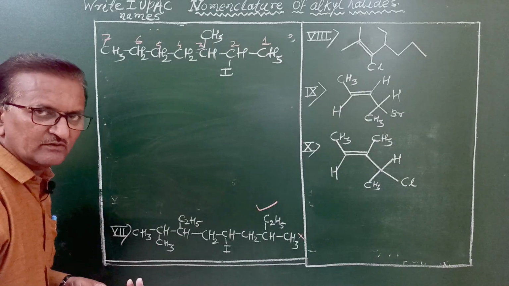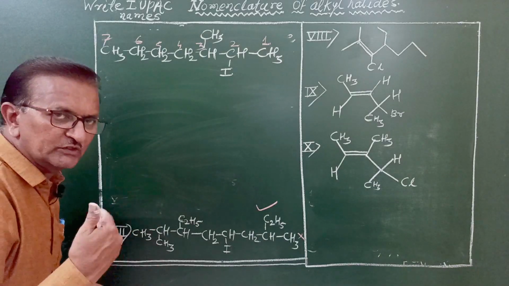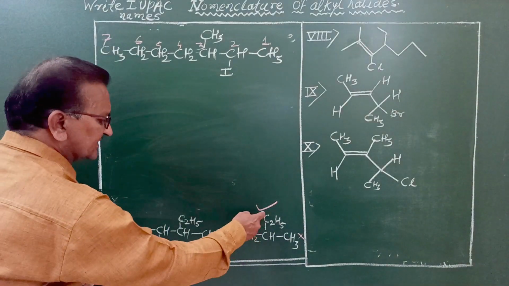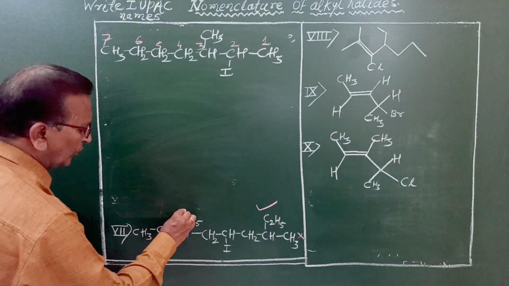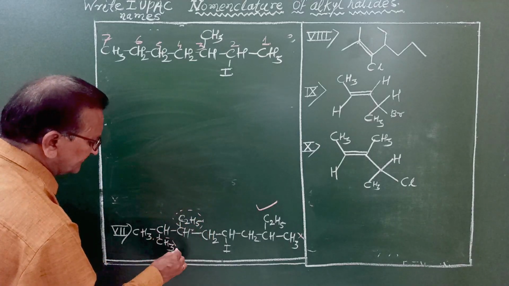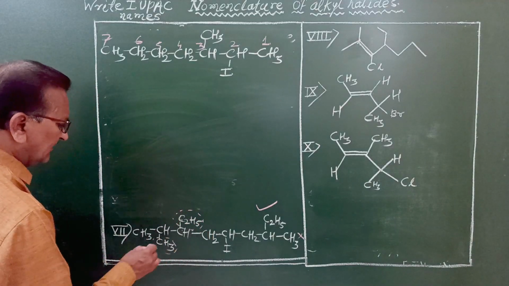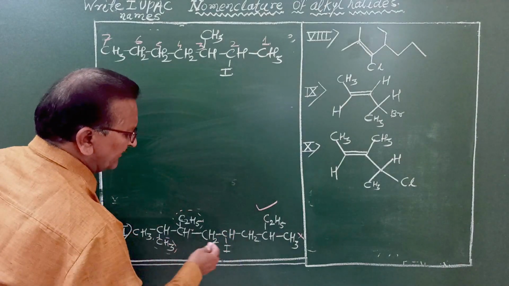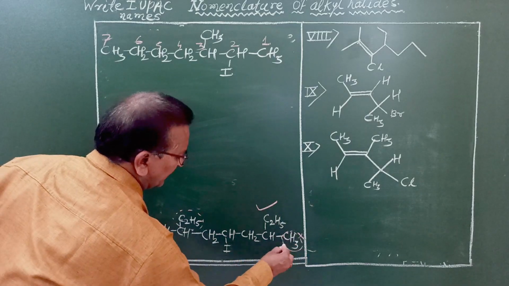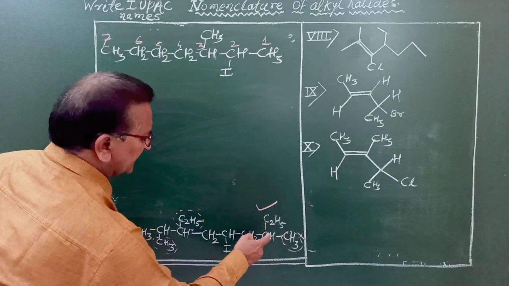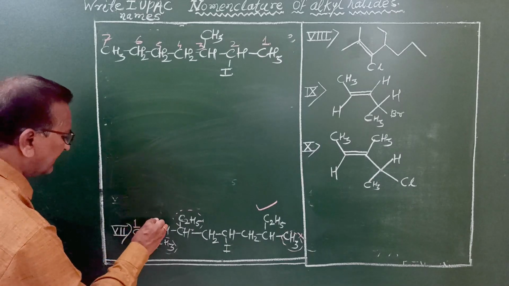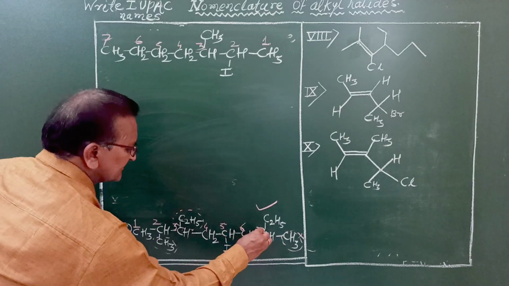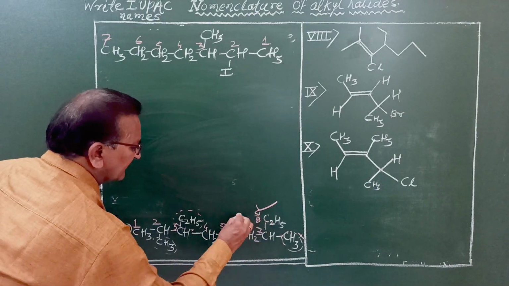Then the second preference should be given to the branch or branches. If we start numbering from the left end to this end, then two branches appear. One branch appears on carbon number 3 and the second branch appears on carbon number 2. But if we number from this end, only one branch appears, on carbon number 3. This is the 3rd carbon atom. Therefore, the correct way of numbering is like this: 1, 2, 3, 4, 5, 6, 7, 8 and 9. There are 2 carbon atoms.